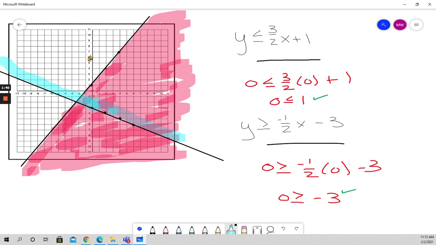And if you notice, all of this is considered dually shaded or double shaded, so it would be considered part of the solution. So this region of the graph, which is shaded twice, is the solution to the inequality.